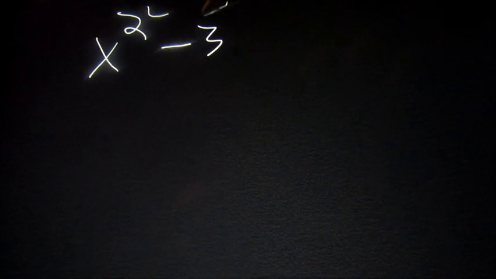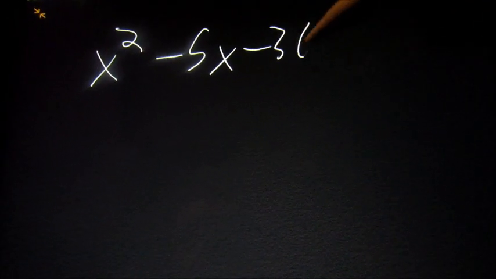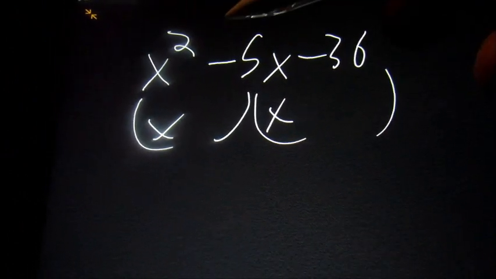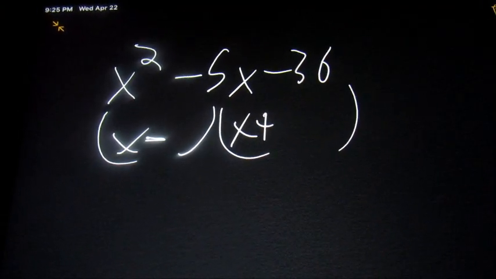So another one here, let's say that we have x squared minus... Oops. Let me rewrite this one. x squared minus 5x minus 36. So I'm going to have an x and an x. Because this is a minus sign, I'm going to put minus here. That means it's a plus here.